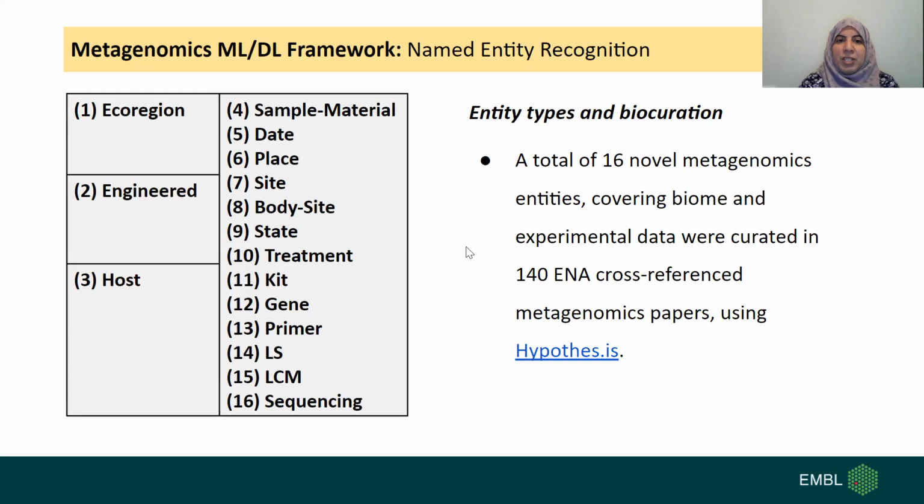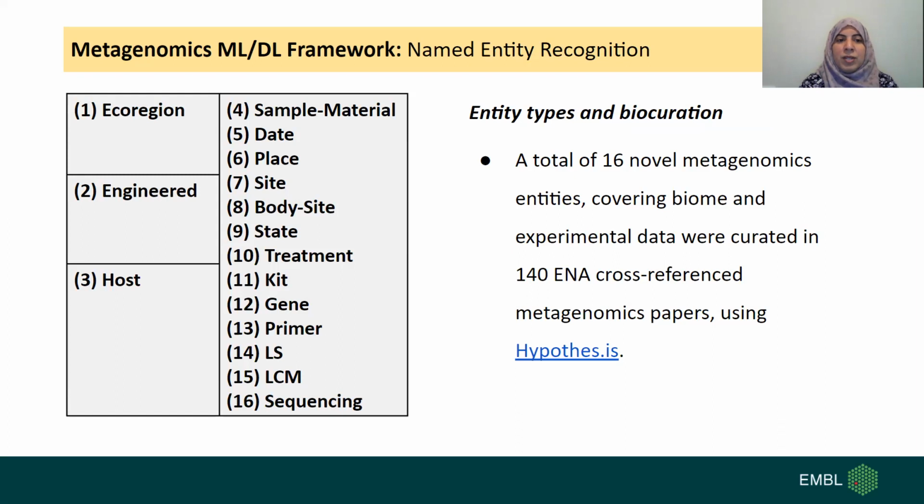The second component of the machine learning framework was named entity recognition. But before recognizing entities, we need to know what entities we are going to extract or curate. So the first option was to go to ontologies and borrow some entities from there. But as I've mentioned, these ontologies don't cover a lot of environments, and they are so detailed regarding specific environments and so general regarding environments and hosts. So we came up with 16 novel metagenomic entities.